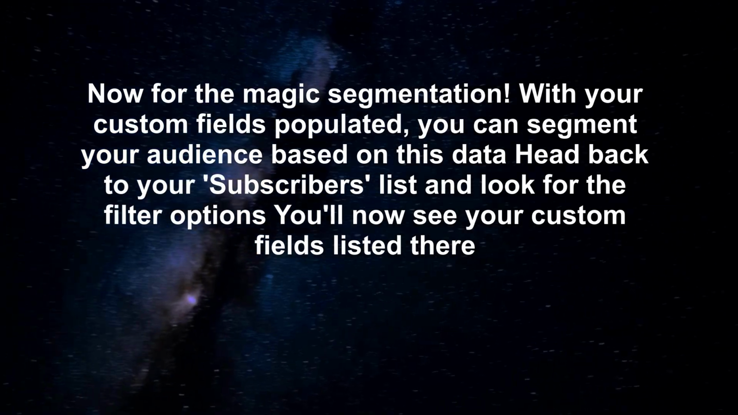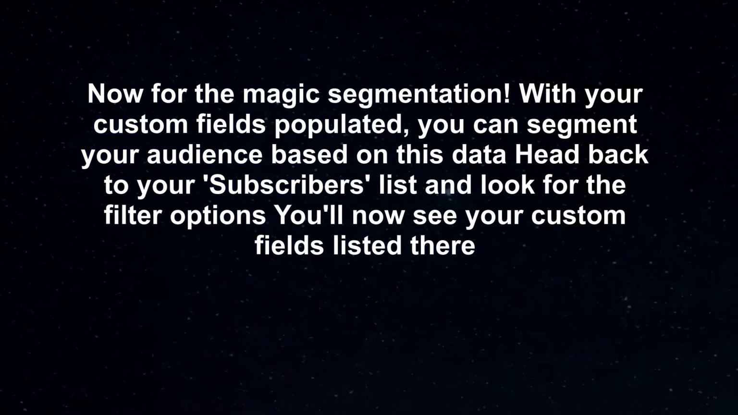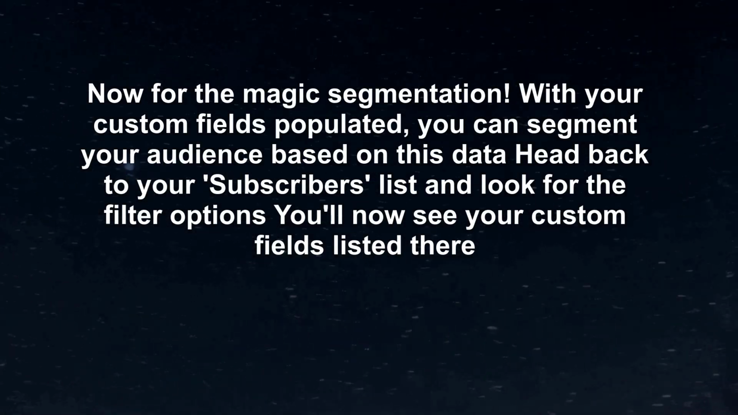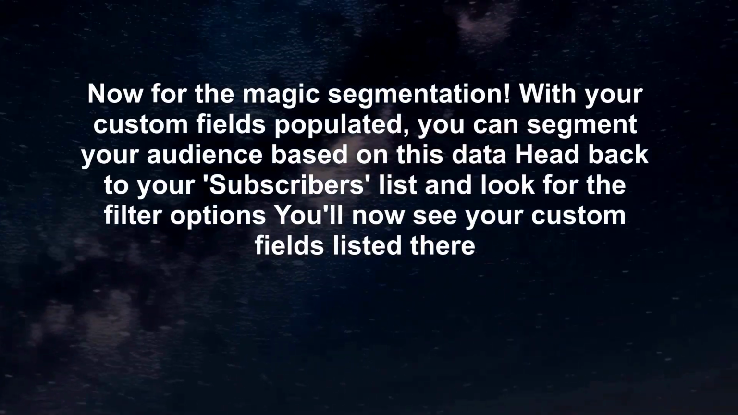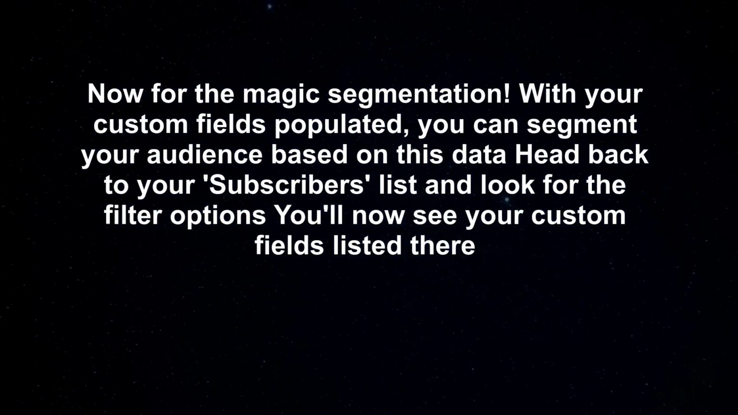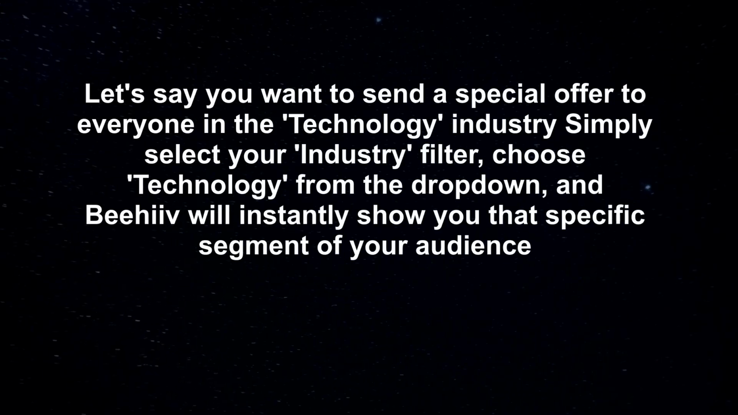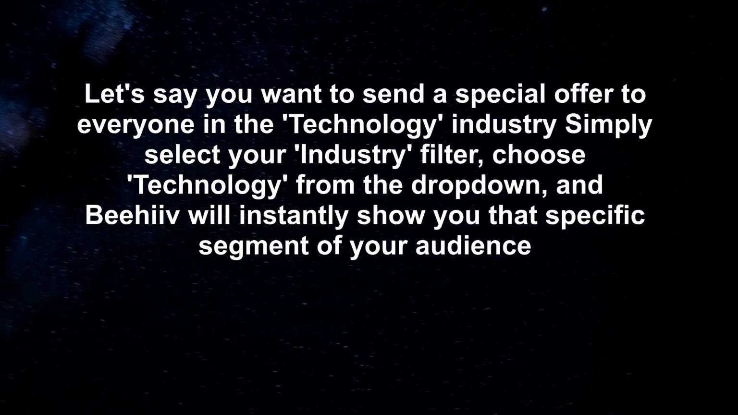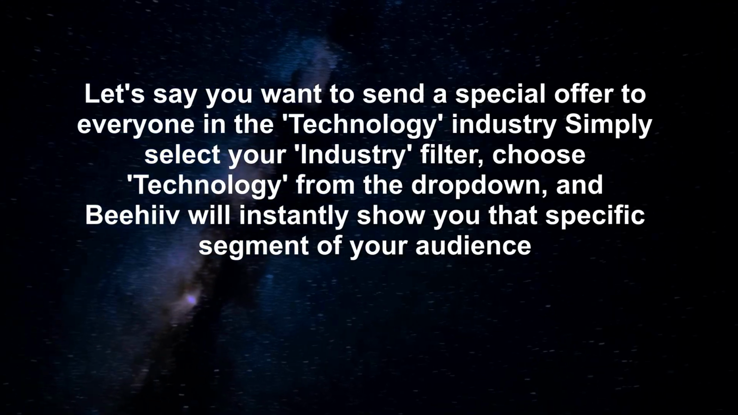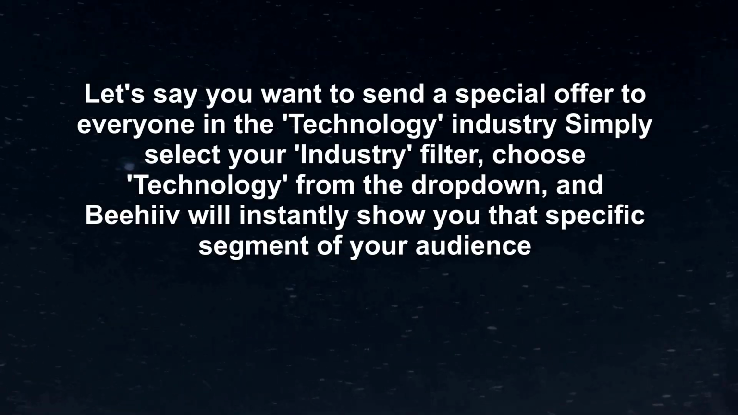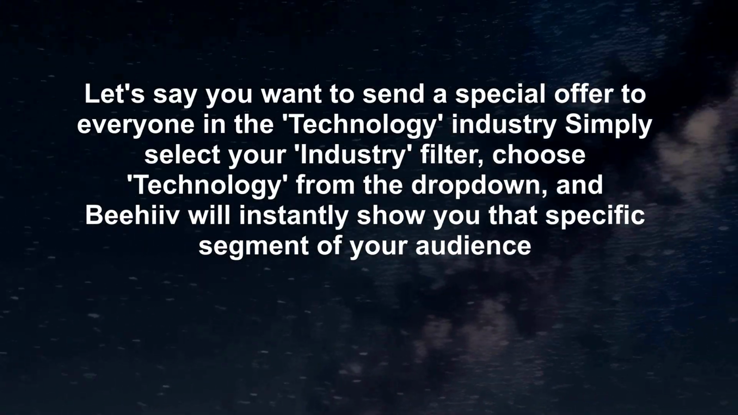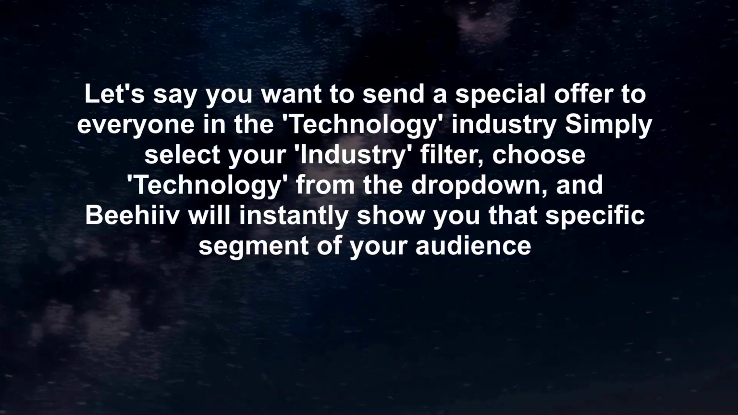Now for the magic, segmentation. With your custom fields populated, you can segment your audience based on this data. Head back to your subscribers list and look for the filter options. You'll now see your custom fields listed there. Let's say you want to send a special offer to everyone in the technology industry. Simply select your industry filter, choose technology from the dropdown, and Beehiiv will instantly show you that specific segment of your audience.